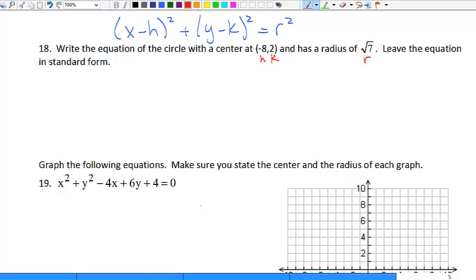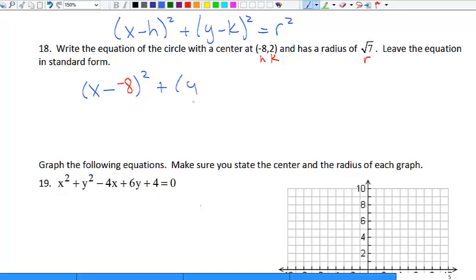Now, after you get that equation, leave it in standard form, don't distribute it out. So I have (x - h) squared. But who is my h? Well, in this case, my h is -8. There's a blue minus from the formula and a red negative from the 8.